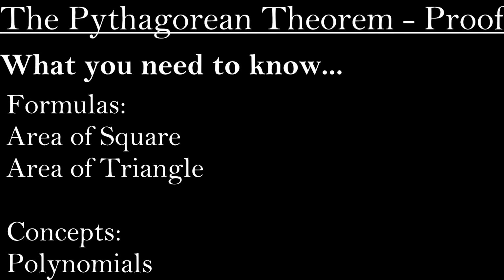In this video, we're going to be talking about the Pythagorean Theorem, in particular, the proof. Why does it work? How does it work? Before we get started, here are a few things that you need to know. You need to make sure that you're comfortable working with the formulas for the area of a square and the area of a triangle. You also need to be comfortable with the concept of polynomials. It's kind of light on polynomials, but still polynomials nonetheless.